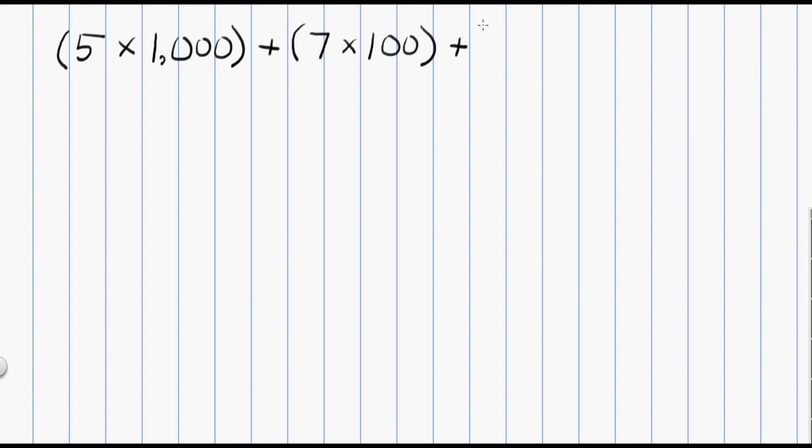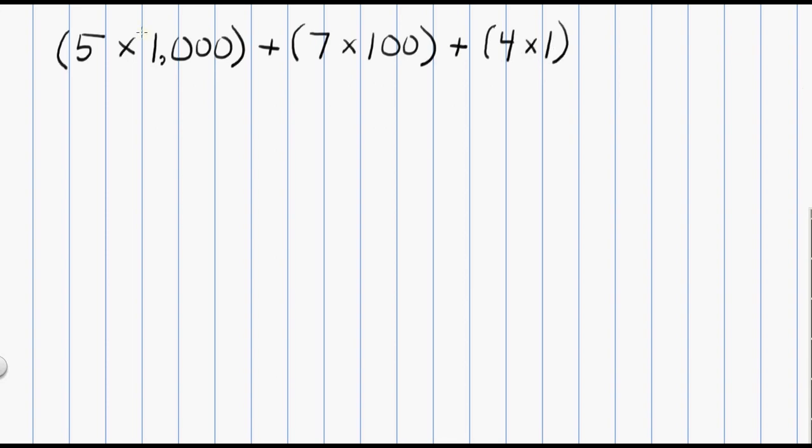Now I'm going to start by copying this problem down on my notebook paper. And I don't want to use black. So we'll go, the quantity of 5 times 1,000 plus the quantity of 7 times 100 plus the quantity of 4 times 1.